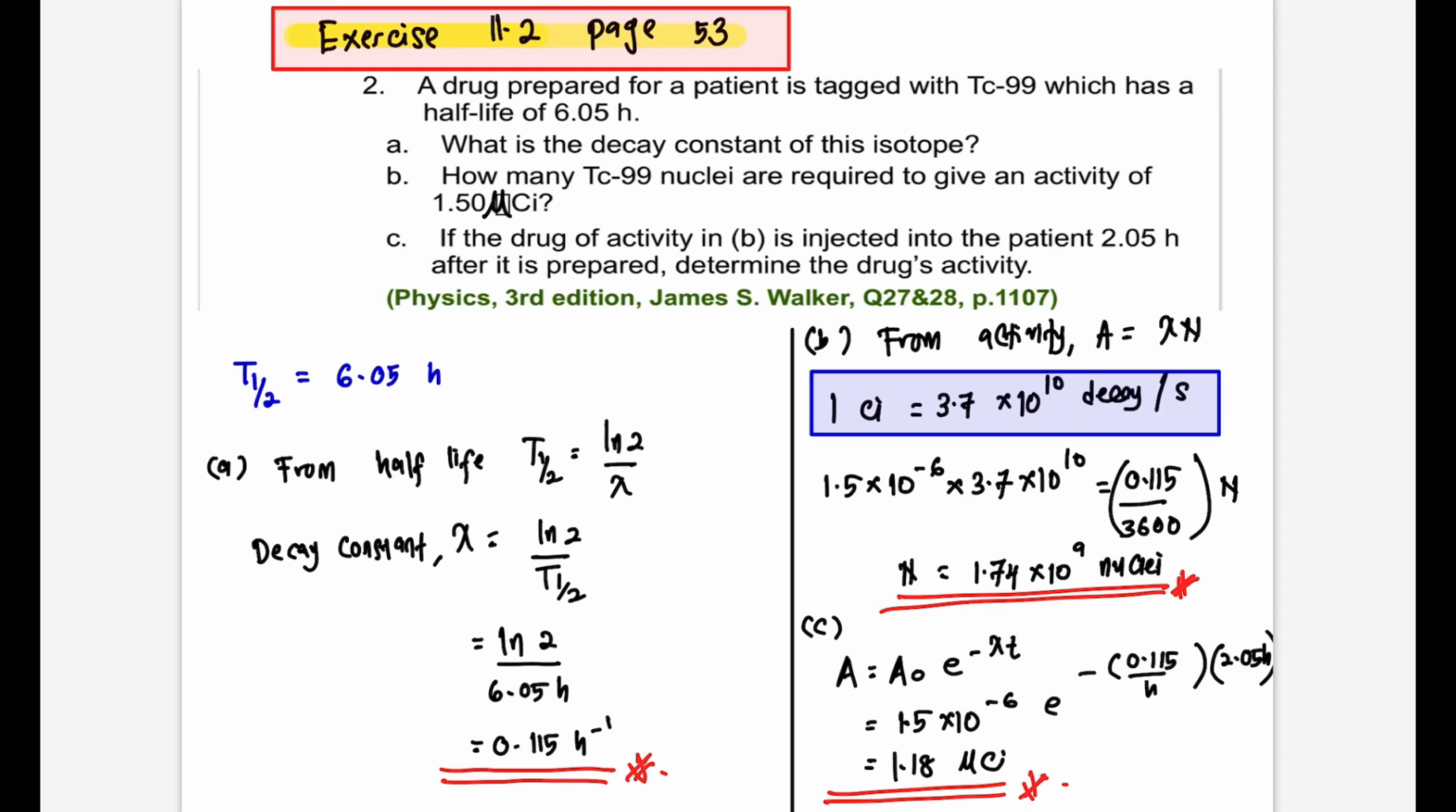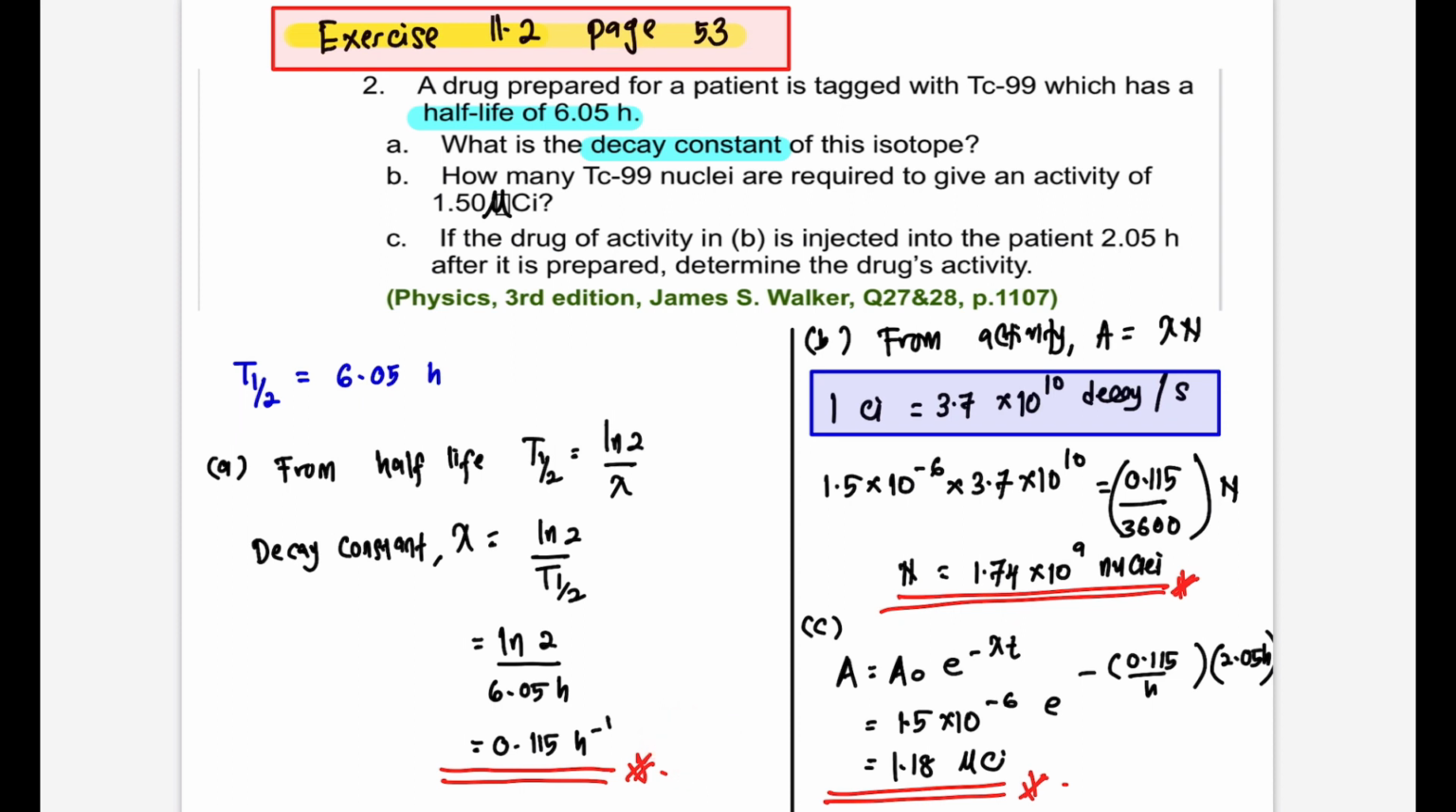Okay, now let's do exercise 11.2, which is question number 2. A drug prepared for a patient is tagged with Tc-99, which has a half-life of 0.5 hours. What is the decay constant of this isotope? From the half-life, T half equals ln 2 over lambda, so the decay constant is lambda equals ln 2 over T half. The half-life is already given in the question, so we just substitute the values and we will get the answer, 0.115 per hour.